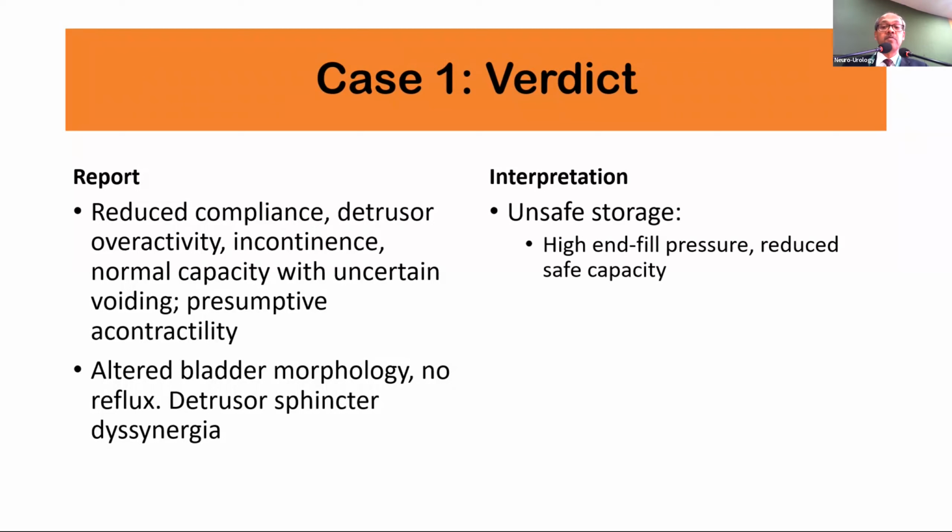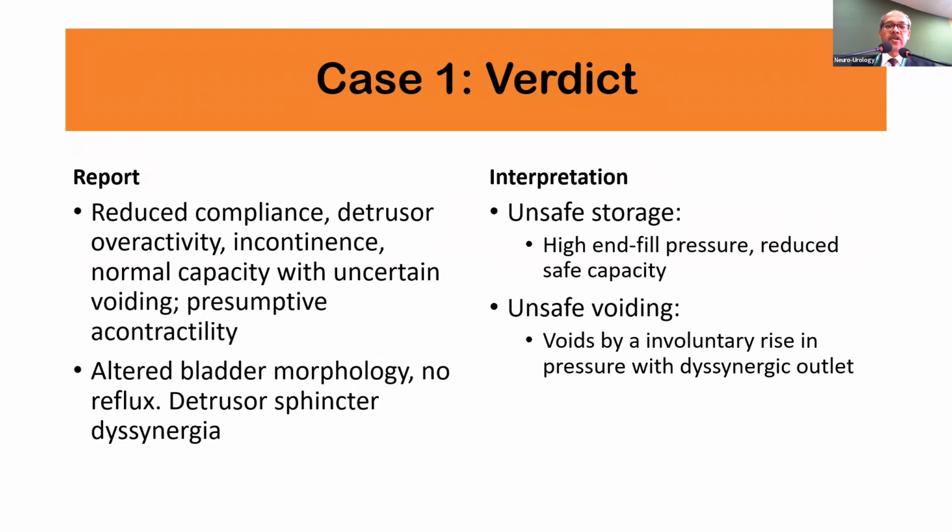She's got high end-fill pressures, a reduced safe capacity, and there's something called the pressure specific volume, which means at what pressure you can have PSV 20, PSV 30, and so on. So it is the volume below that particular pressure. And she's got unsafe voiding because she voids by an involuntary rise in pressure with a dyssynergic outlet.